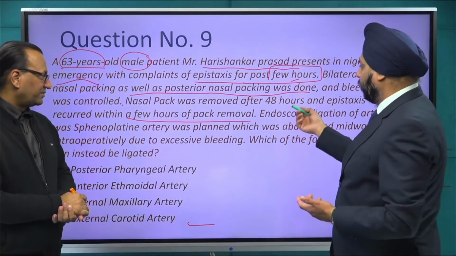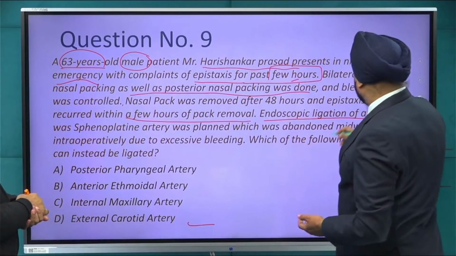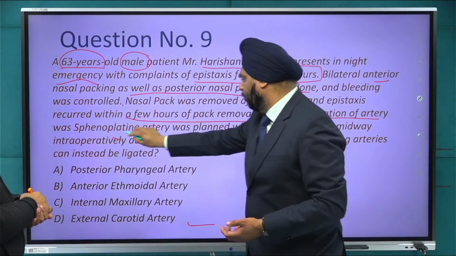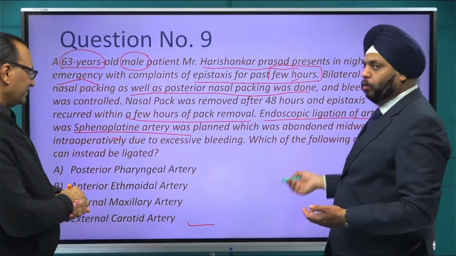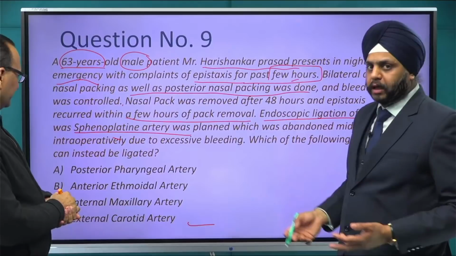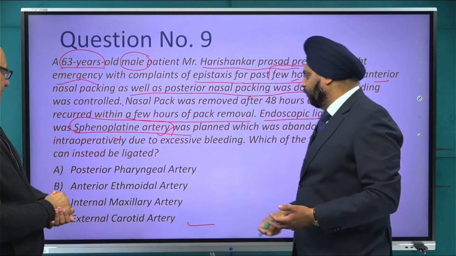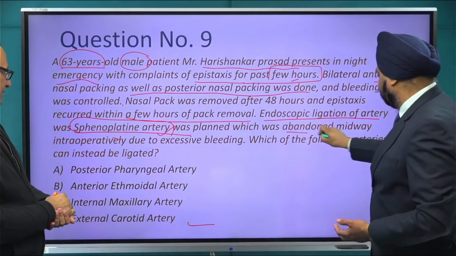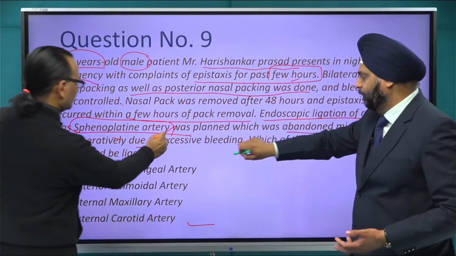The next step is ligation. So endoscopic ligation of the sphenopalatine artery was planned, which was abandoned. So we do an SP ligation. That's the artery of epistaxis sir has been talking about. So we decided on an SP ligation. It was planned, which was abandoned midway intraoperatively due to excessive bleeding.